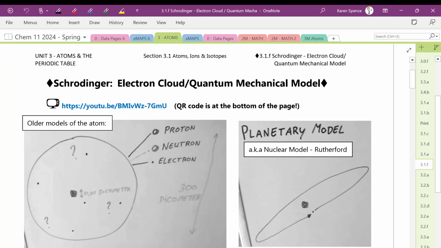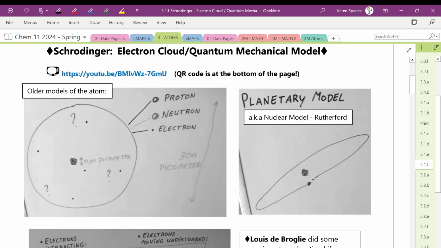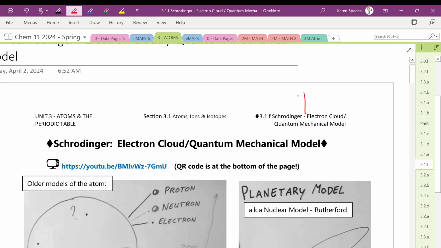The reason we're going to watch this is not because you need to know about this, but what you need to know is that the atom is much more complicated than you are going to learn about in grade 11. Yes? So we're just going to get a flavor of it. This is on page 25. But mostly, we're just going to watch the video.